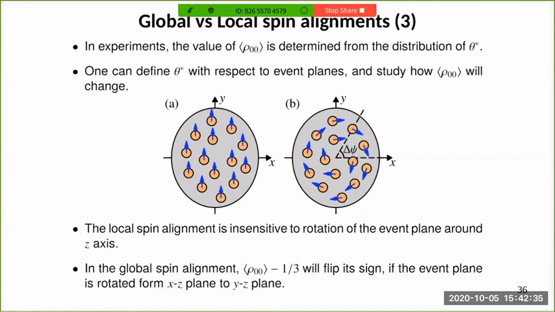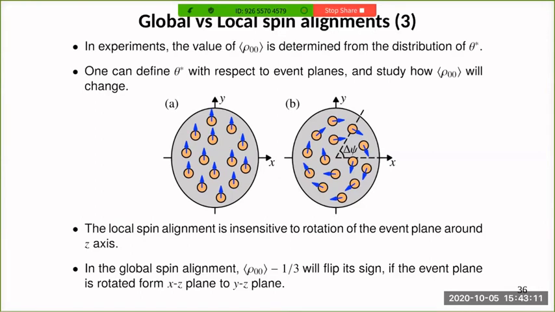However, in the global spin alignment, if you rotate the event plane from the zx plane to the yz plane, then it looks like the polarization direction is rotated. So the average value of rho 0,0 minus 1/3 will flip its sign. So this difference can also be used to distinguish which scenario is dominant in experiments.